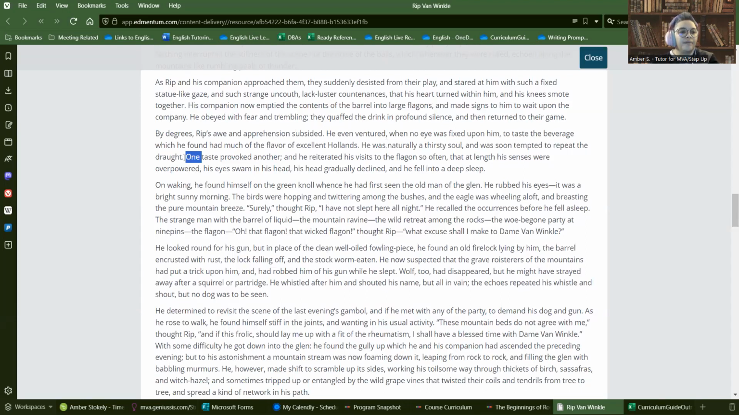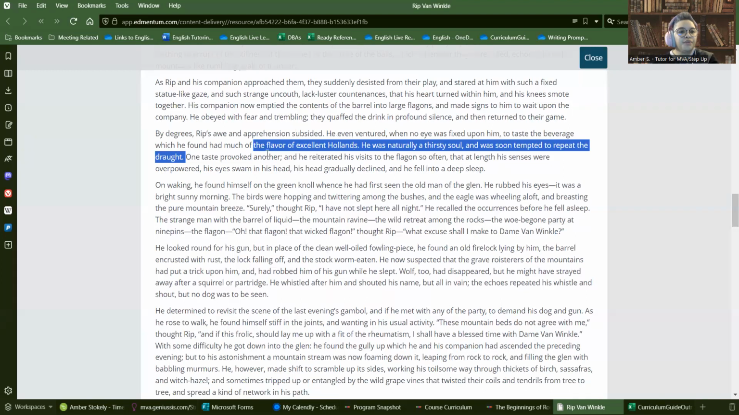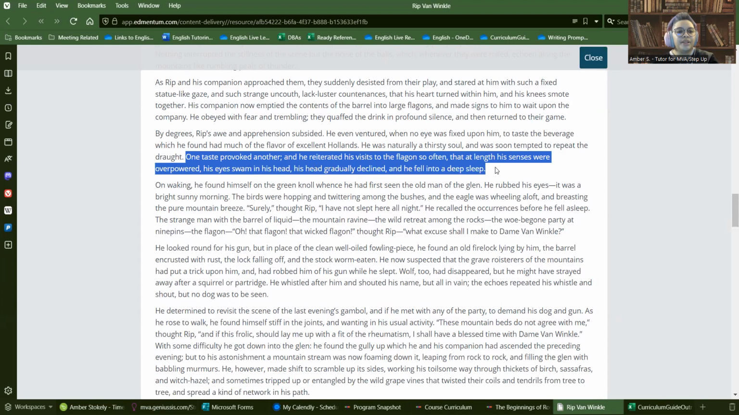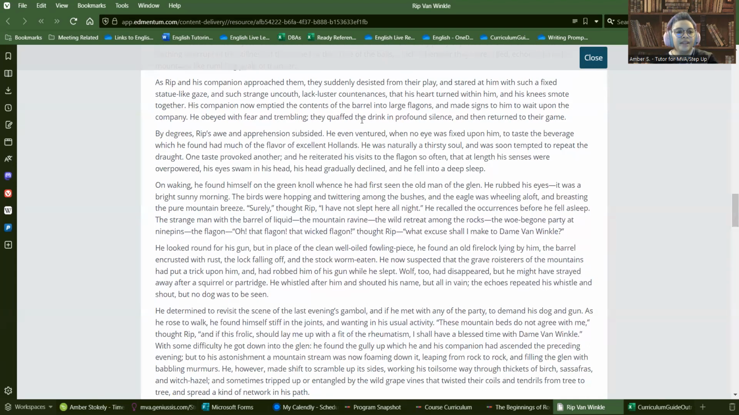take another long drink. One taste provoked another, and he reiterated his visits to the flagon so often that at length his senses were overpowered. His eyes swam in his head. His head gradually declined, and he fell into a big sleep. So basically, he got addicted to the taste. It says one taste provoked another. So he was tempted to have more and more and more. So he pretty much drank until he fell asleep.